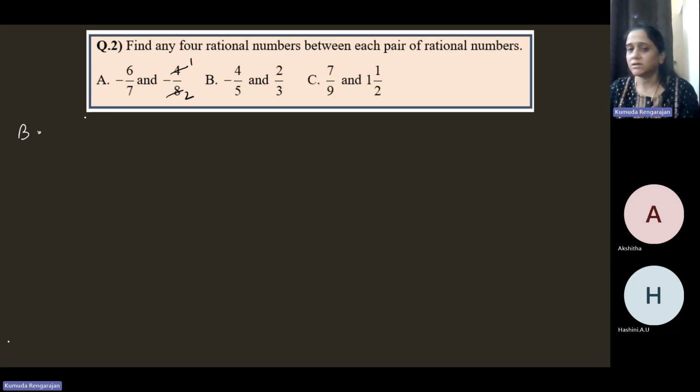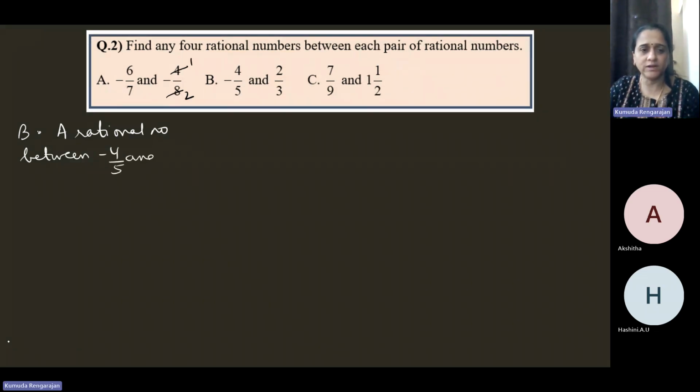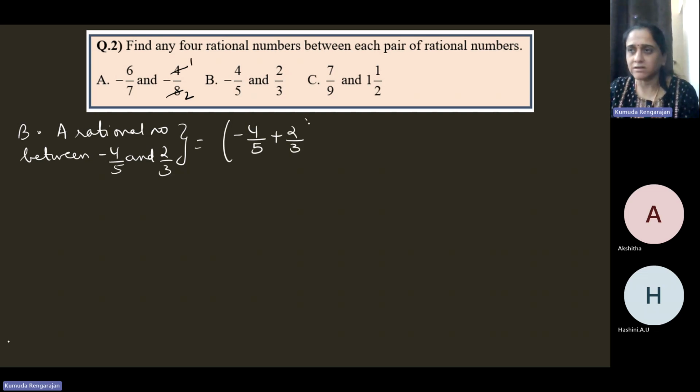Okay, we'll answer B. We'll insert four rational numbers between -4/5 and 2/3 using the mean method. A rational number between -4/5 and 2/3 is equal to: add the two numbers, minus 4 by 5 plus 2 by 3, and divide by 2. Add the two numbers and divide by 2.